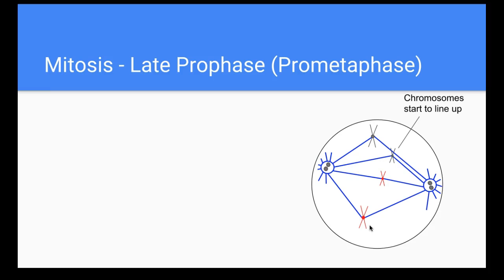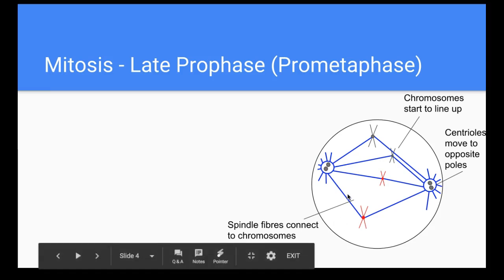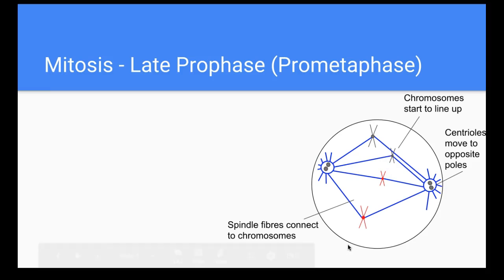And as you guys can see, the nuclear membrane is gone in this picture. And the centrioles are still going to be moving to opposite poles. They still haven't quite got there. But by the end of prophase, those spindle fibers will have connected to the chromosomes, and they will have started to move them so that they are eventually going to be lined up in a straight line.